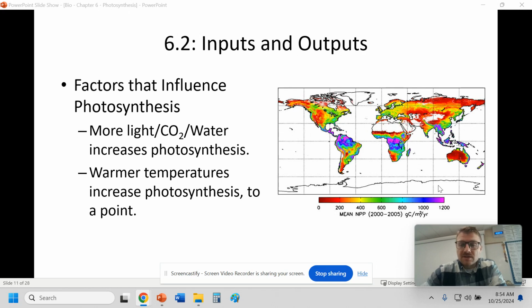Towards the poles, you can see where Antarctica is and Greenland, there's not a lot of photosynthesis because it's just too cold. So these are reactants or inputs that increase the rate of photosynthesis towards the equator. That's why we find rainforests around the equator, because they have large amounts of light, heat, and water.